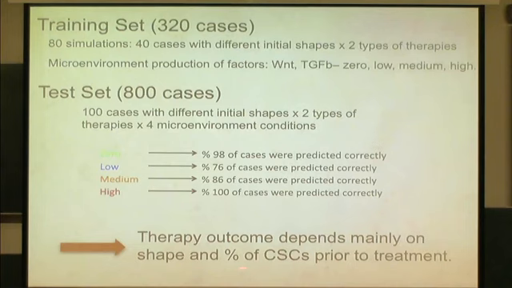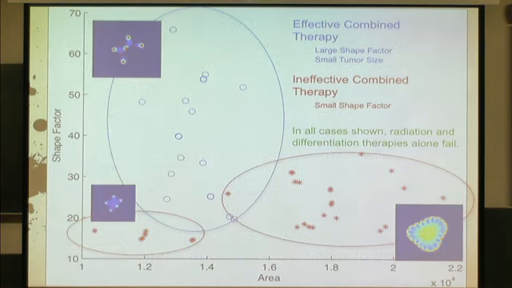Just to give one last indication of what is working, this is a shape factor as a function of area. This is just two of the variables in there, because there are many. You can see these blues are the ones where the combination of therapy is effective, and it's effective when you have a high shape factor, meaning complex shape, but relatively small area.